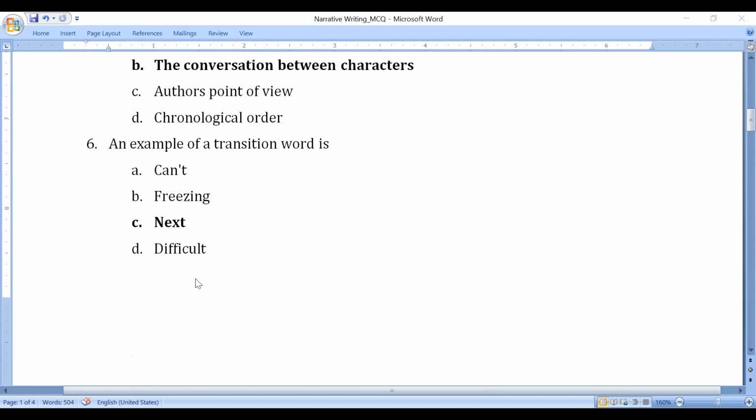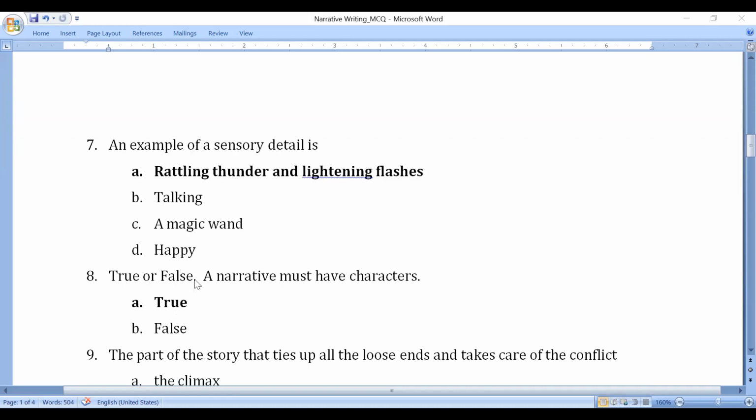An example of transition word, out of these four, which is the transition word? Transition word means एक ऐसा शब्द जो आपको टॉपिक चेंज करने में मदद करे, ओके, और आपको कोई और बात करने में मदद करे. That is known as the transition word. Can't, freezing, next and difficult. So next is the right transition word. Seventh question.